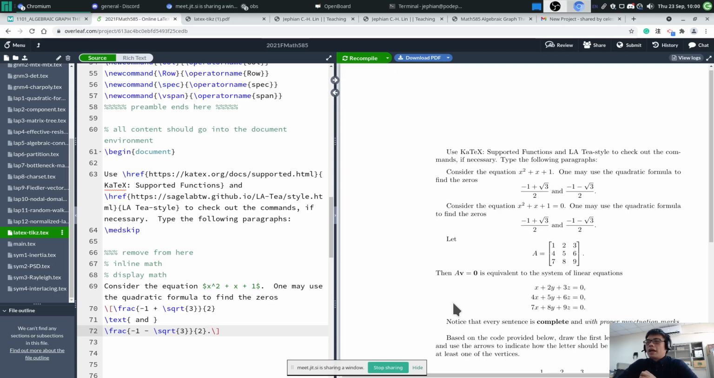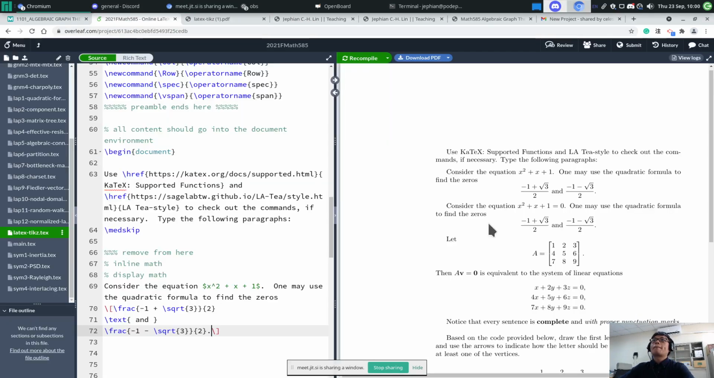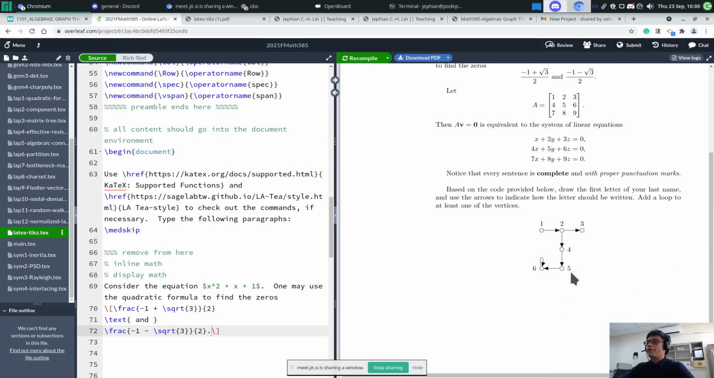Okay, so the time is up, and before next Wednesday you don't have to send that to me. But after this time, I will go to your project and look at your file and then check your homework. So by this time, please have your file ready in your Overleaf. What you need to type is this part, and also there is a graph drawing part.